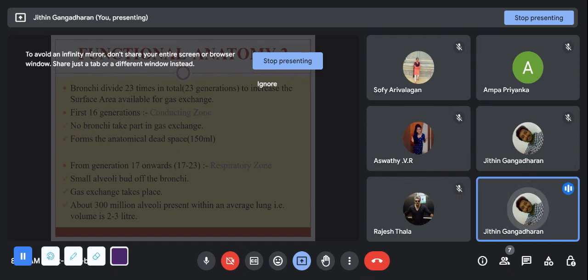Now, bronchus. You know the trachea. The trachea will be divided into two. This is the primary bronchi. Then it enters into your lungs. From here it divides into secondary bronchi. It again divides into tertiary bronchi, into quaternary bronchi, into the next generation, and it divides and divides up to the 23rd generation.